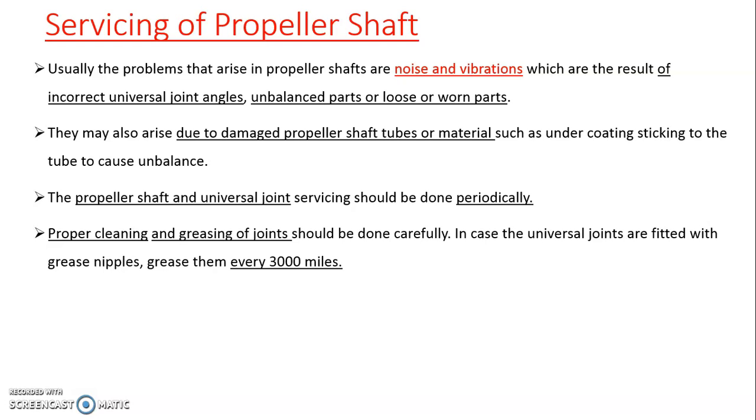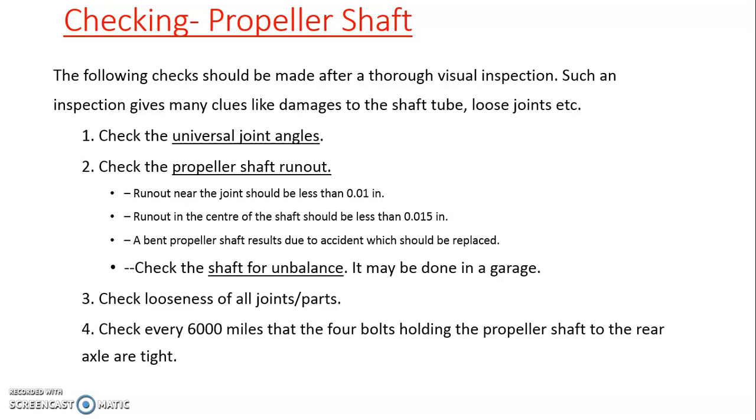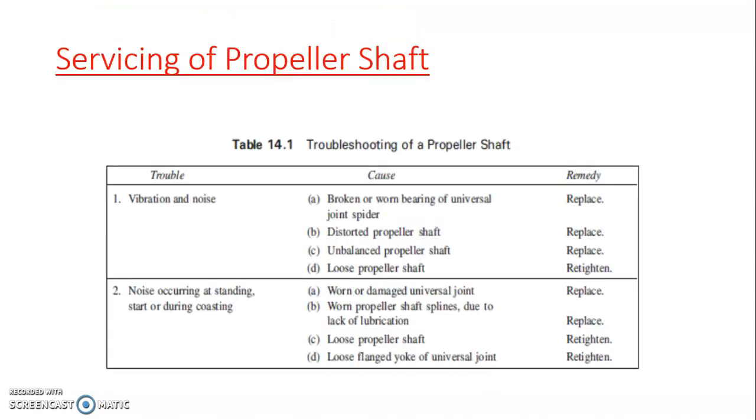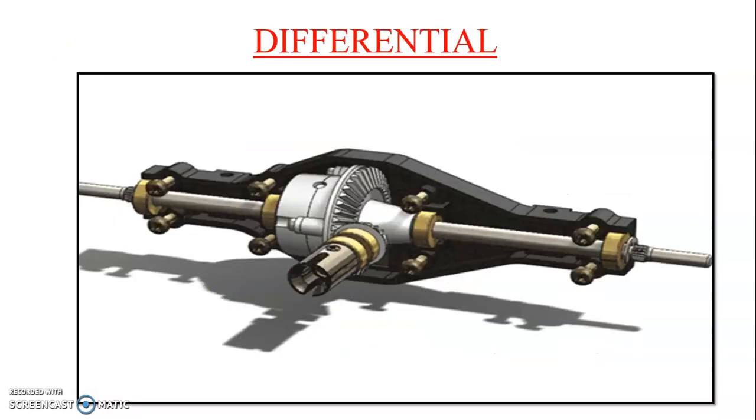Especially you have to check a propeller shaft, and as well as you have to make a service. Okay, we have seen all these things during last week, and we have just started differential. Okay, differential is located at the rear axle or at the rear part of the automobile when the vehicle is rear axle driven. Means the engine is at the front, and power is transmitted from engine to gearbox, from gearbox to propeller shaft, and from propeller shaft to the differential, and the differential is mounted on the rear axle.